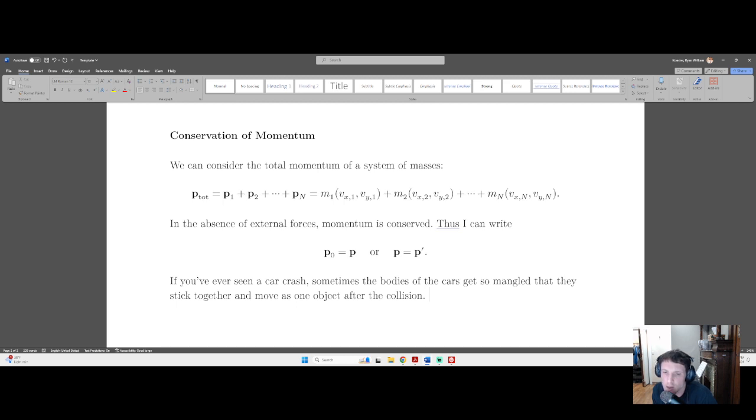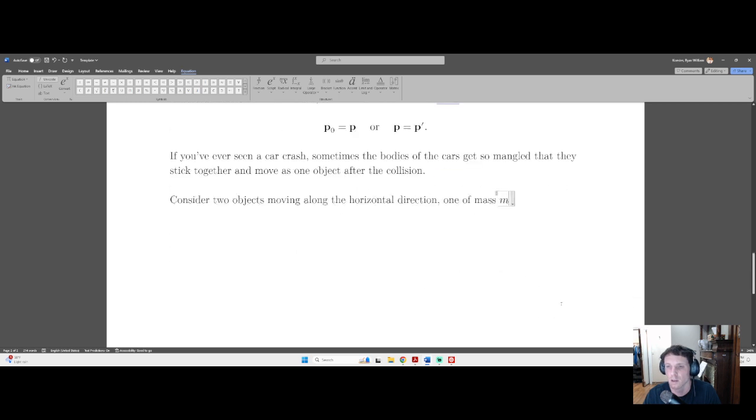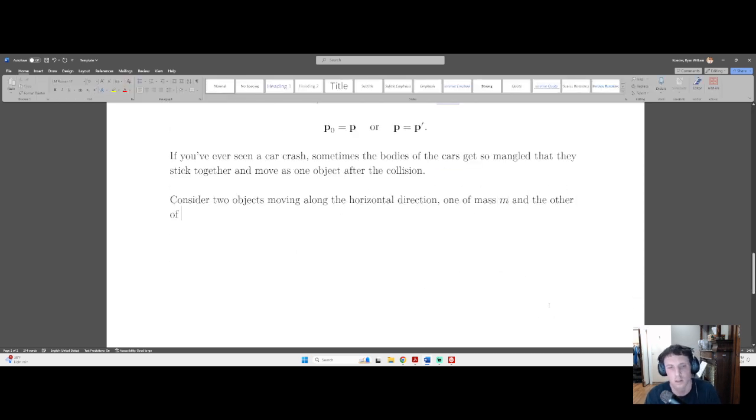We could talk about what happens in maybe the 1D case like this. Let's consider two objects moving along the horizontal direction, one of mass little m and the other of mass big M. Let's say little m moves to the right with speed u, and big M moves to the left with speed v.